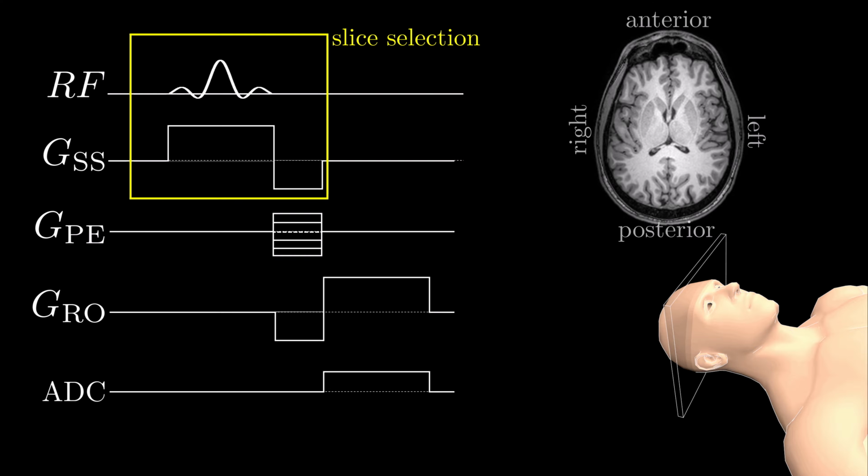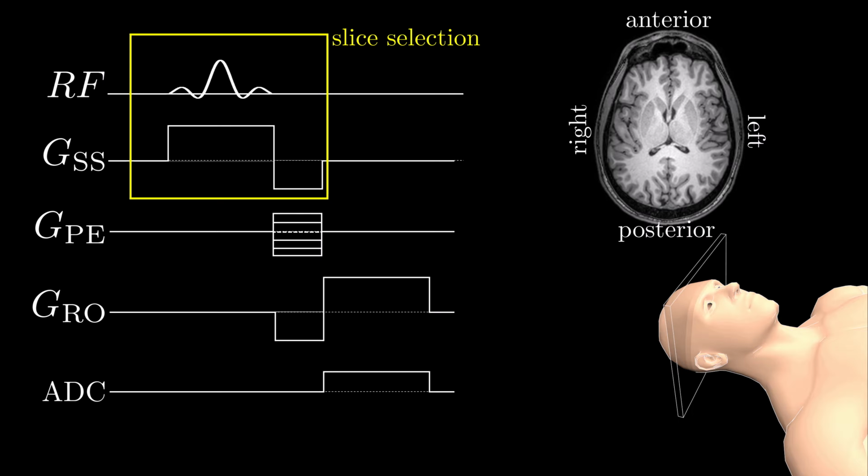Here I'm showing an axial or transverse slice, which is perpendicular to the superior-inferior axis of the body. Axial slices are displayed with anterior on top, posterior on the bottom, but note that the right side of the body is on the left side of the image and left on the right. It's like we're looking up through the patient's feet. This is standard radiological orientation, although neurologists often prefer to swap the right-left.